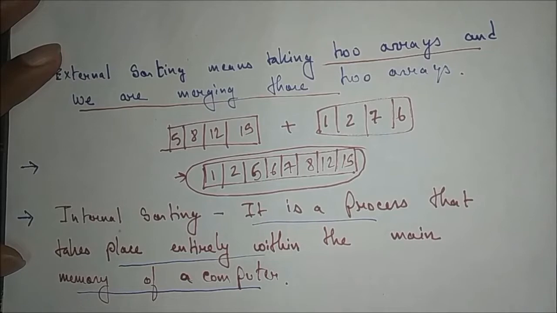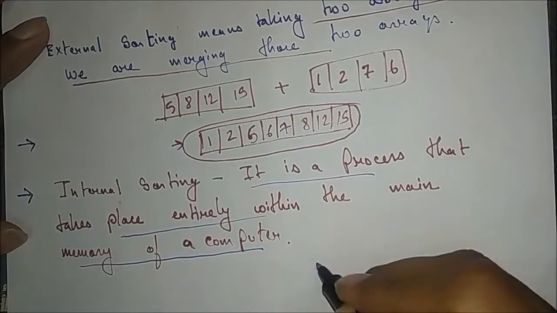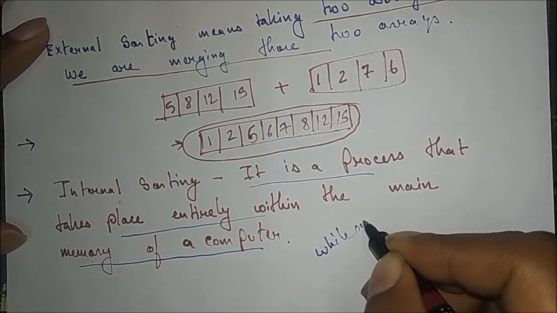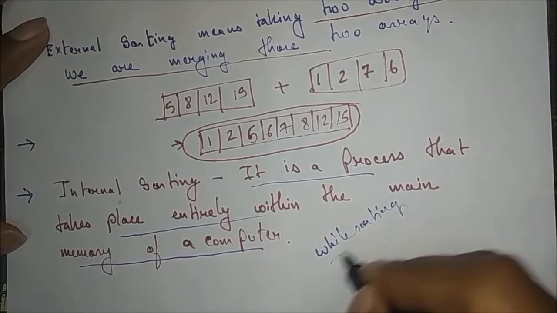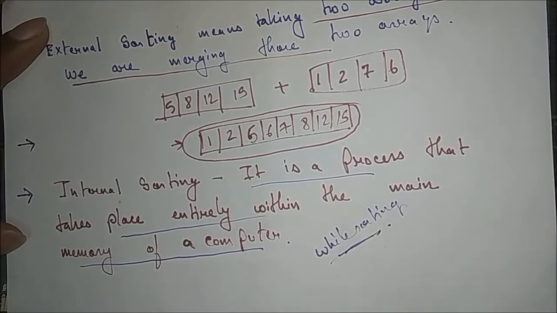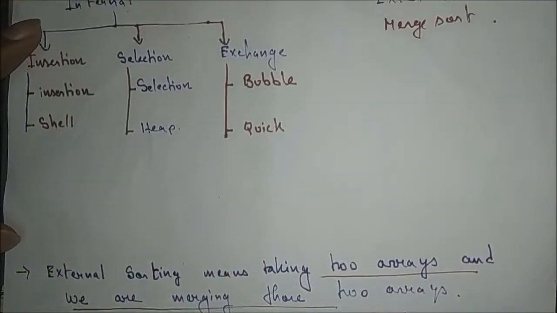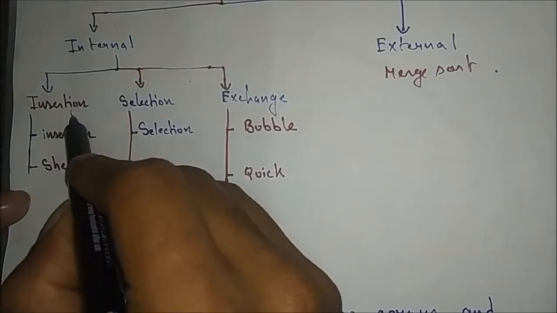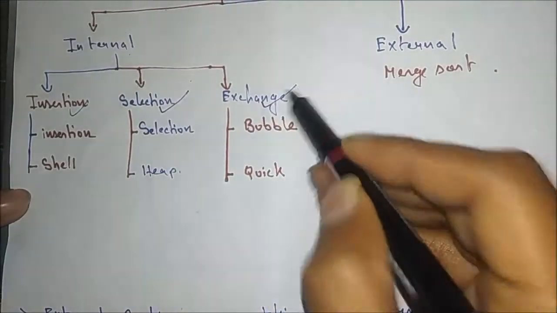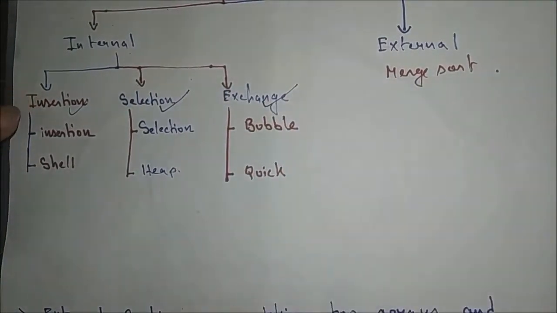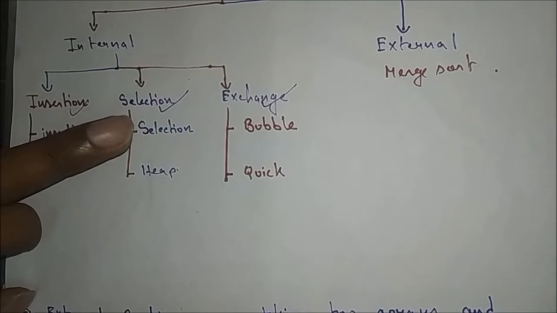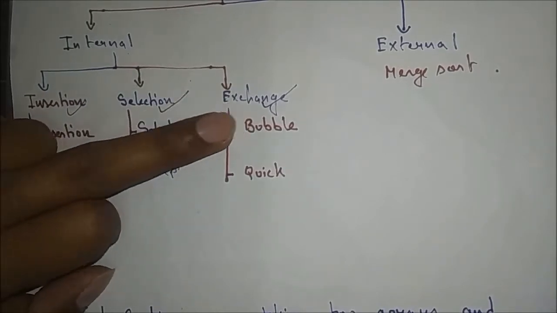While sorting, all the elements are stored inside the main memory. Again, internal sorting is divided into insertion sorting, selection sorting, and exchange sorting. Under insertion we will see insertion and shell. Under selection we will see selection and heap. Under exchange we will see bubble and quick.